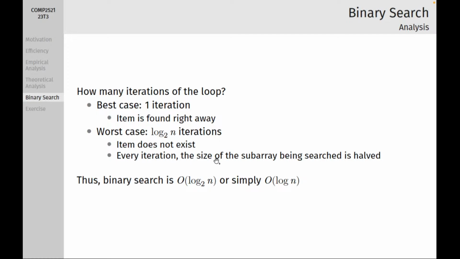And this was the explanation of why it was log base 2 n. So that means binary search is log base 2 n, or we can drop the base and just say log n. It'd be base 2 because every time we make a comparison, we're halving the size of the array that we're searching. So we're dividing by 2 repeatedly. So the number of times you can divide by 2 until you get down to 1 or 0 is log base 2 n.